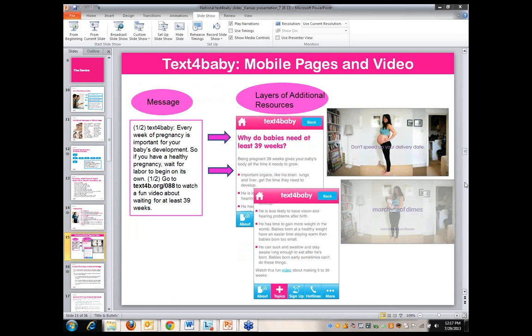So here's an example of one of the mobile pages, and this is on our 39-week topic. So just giving moms information about how important it is to let baby grow to the 39-week period and let baby come out when they're ready. Just information around what happens when you let your baby grow to this point, and then showing the video that March of Dimes did, one of our key partners, and on their site there's some additional information around baby's development.